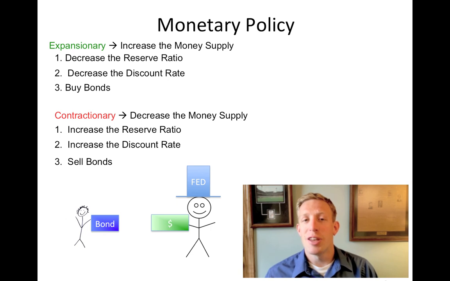The Fed almost never changes the reserve ratio because it could have a very disturbing impact on the economy and the banking system. The reserve ratio was last changed in the late 1980s at 10%, and the Fed is very loath to change this, and consequently doesn't use it very often.